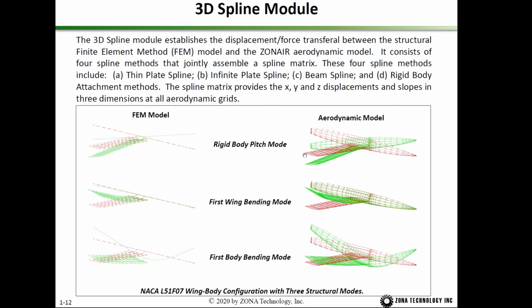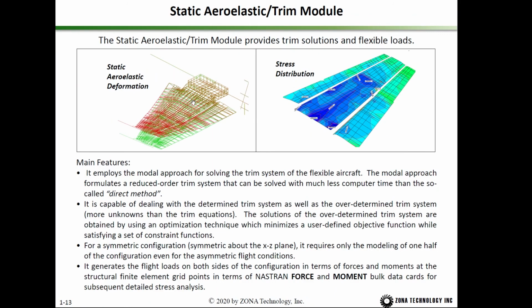And ZONAIR has a 3D spline module, and it can establish the displacement and force transfer between the structural finite element model and the ZONAIR aerodynamic model. So it consists of 4 spline methods, called thin plate spline, infinite plate spline, beam spline, and rigid body attachment. These 4 methods jointly generate a spline matrix, and this spline matrix provides the x, y, and z displacement and slope in 3 dimensions for all aerodynamic grids. And then you can perform a static aeroelastic and trim analysis.